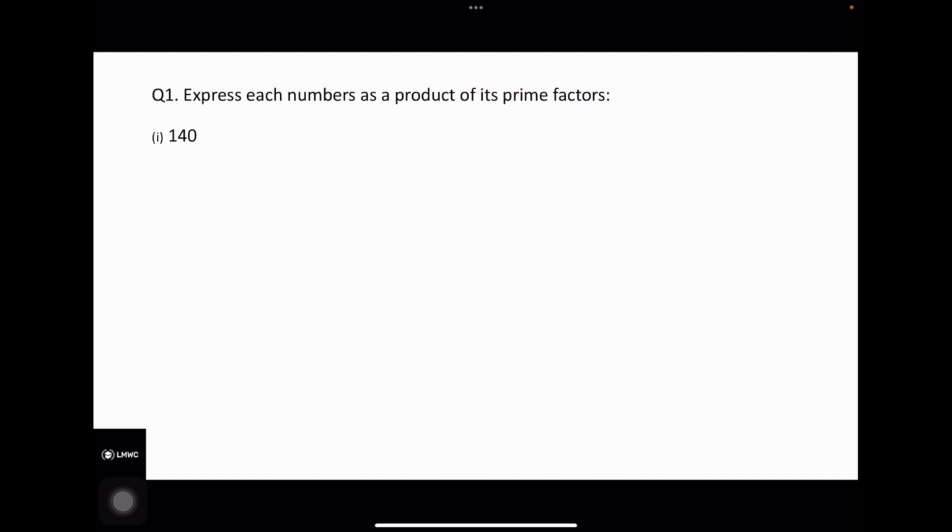So we are given few sub questions. So the first sub question is 140, and we are asked to express this as a product of prime factors. So for that we have to do the prime factorization. So first let us find out the prime factorization of 140. So we need a vertical line and a horizontal line, and put the numbers in here. And we need to find out the prime factors of 140.